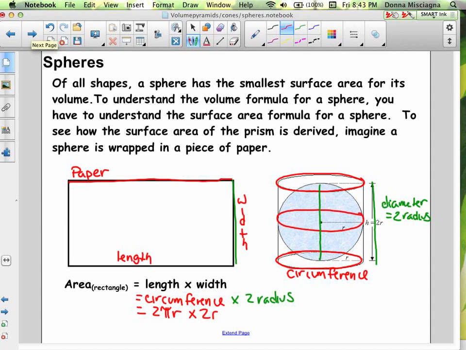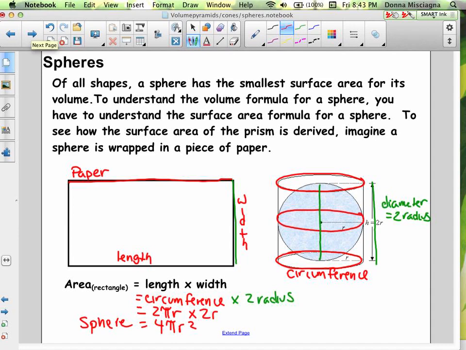So I have 2 times 2, that's 4. I've got a pi, and I've got r times r, and that'd be r squared. And guess what? That is the formula for the surface area of a sphere: 4 times pi times the radius squared. And that's how it's derived.